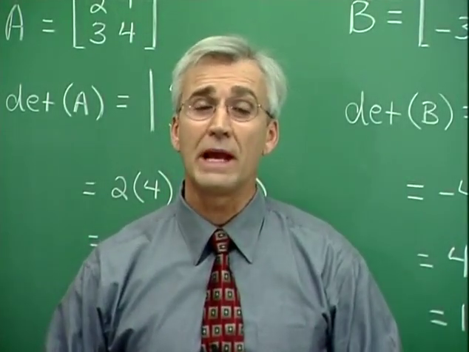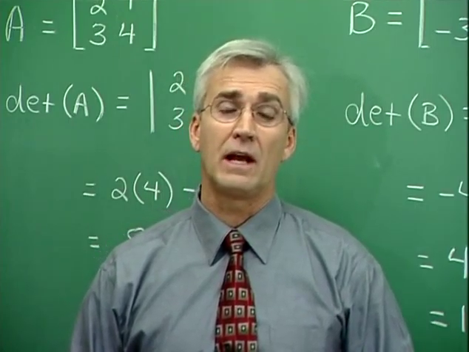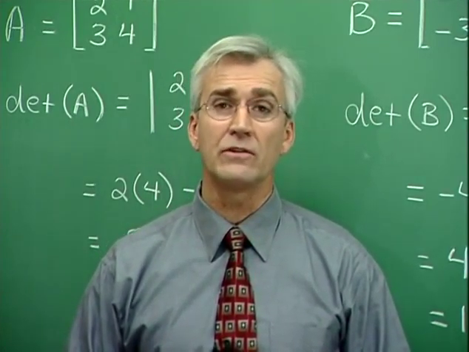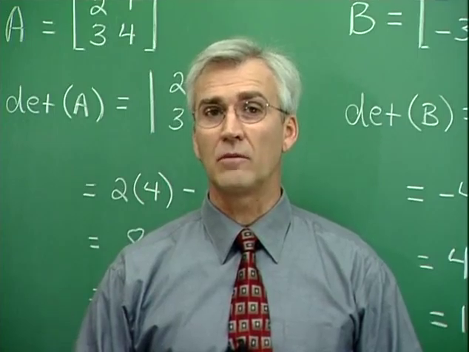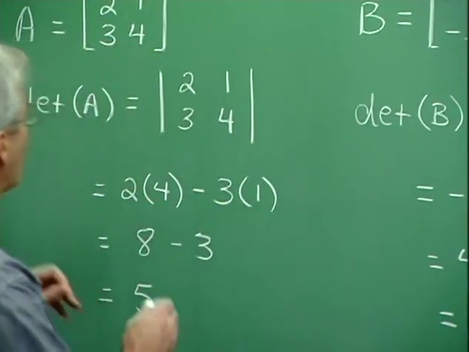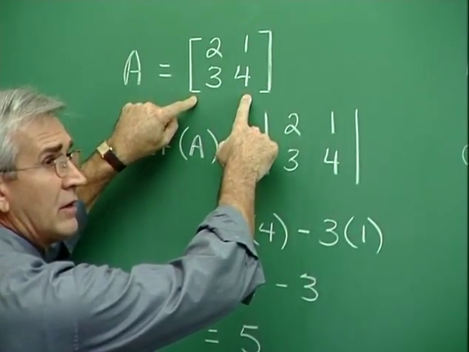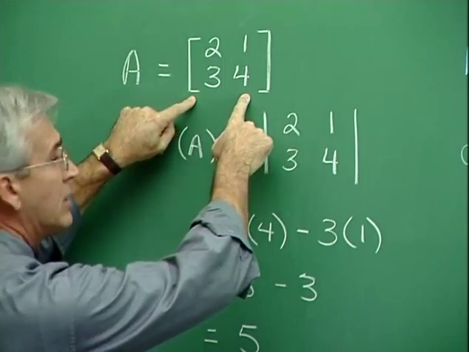Associated with every square matrix is a number called its determinant. In this section we'll talk about how to calculate the determinant of square matrices, and in the next section we'll talk about how we use determinants. Well, if the matrix that we start with is a little 2 by 2 matrix like this, then the calculation for determinant is rather simple.